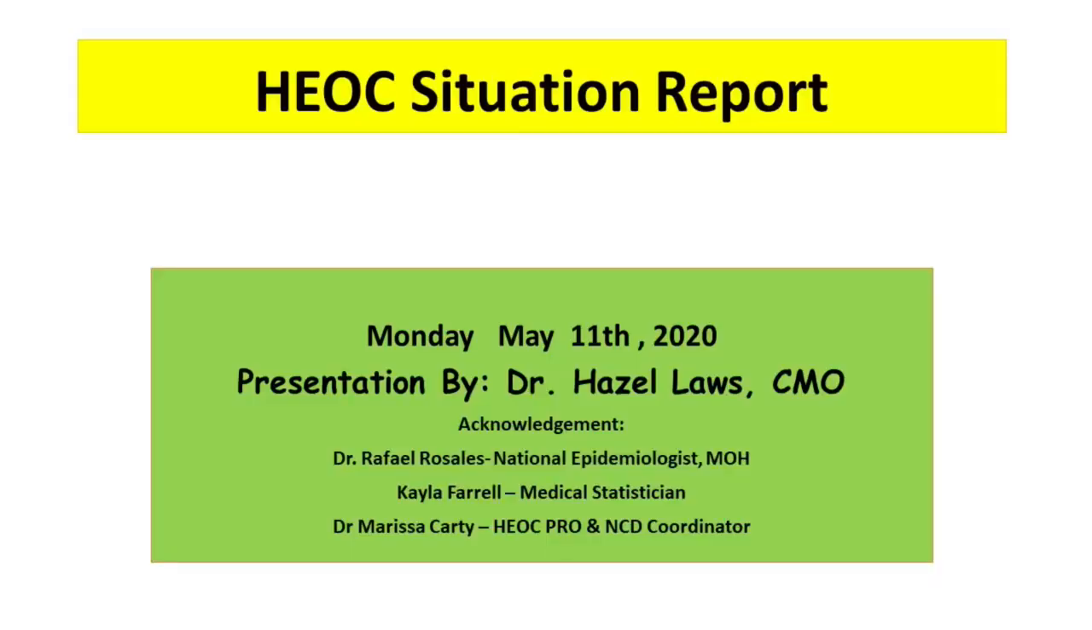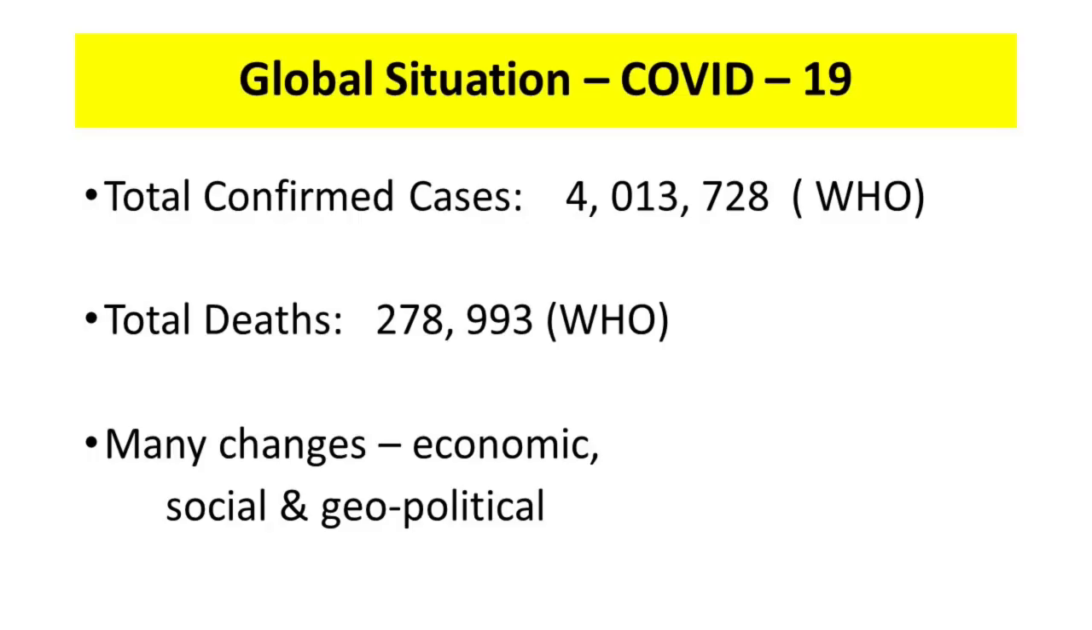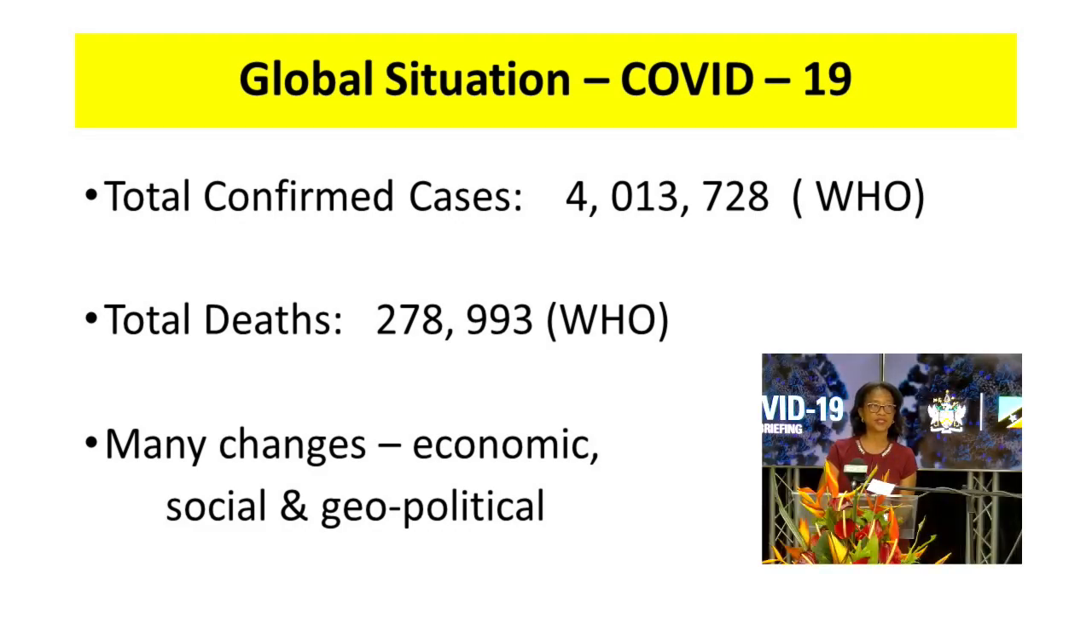This afternoon, we are going to be using the PowerPoint format for the presentation of the Health Emergency Operating Center Situation Report. The coronavirus has infected just over 4 million persons and has killed almost 279,000 persons globally. And this is based on data coming out of the World Health Organization.